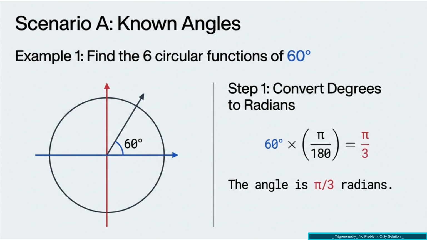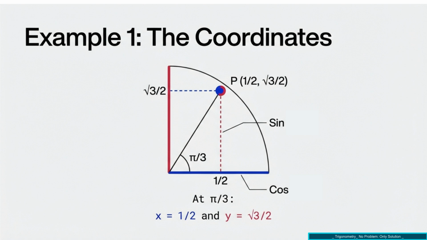Scenario A deals with known angles. For example 1, we find the 6 circular functions of 60 degrees. First, convert 60 degrees to radians, which is pi over 3. At the angle pi over 3, the coordinates on the unit circle are 1/2 for x and square root of 3 over 2 for y. These correspond to cosine and sine, respectively.